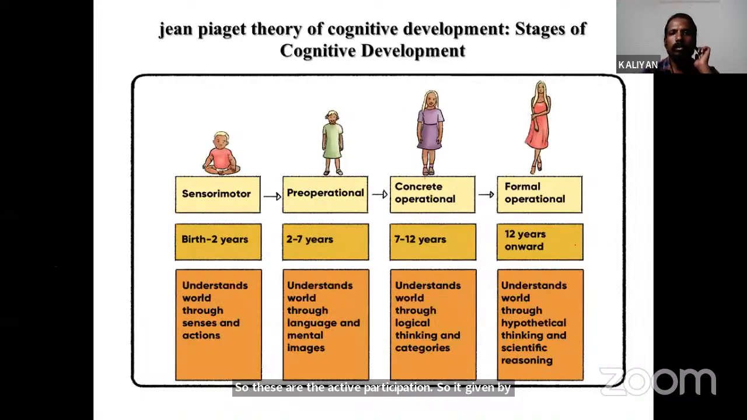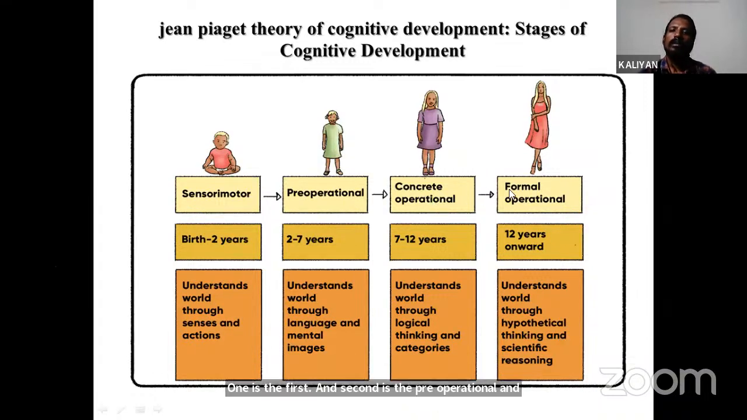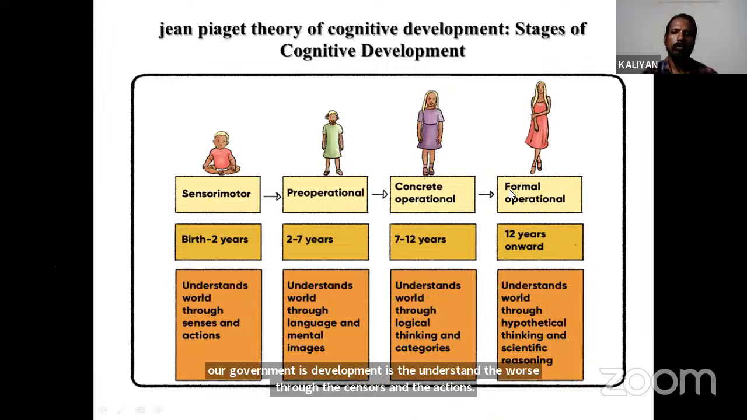And next one, Jean Piaget's theory of cognitive development, the stages of cognitive development. There are 4 stages. First is the sensorimotor, second is the pre-operational, third is the concrete operational, and fourth is the formal operational. Sensorimotor is birth to 2 years. In these 2 years, our cognitive development is to understand the world through the senses and the actions.